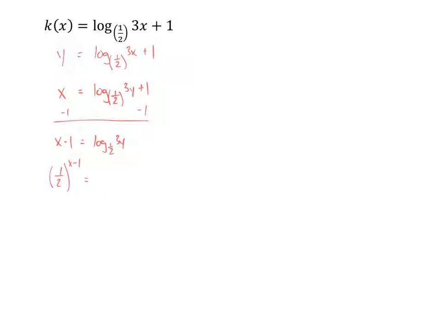And then on this side, the log is going to disappear, so all you'll have left is 3y. The last thing you'll need to do is just divide by 3 to get y by itself. So you'll have 1/2 to the x minus 1 power over 3, and instead of calling it y, you're going to have to call it k inverse of x.